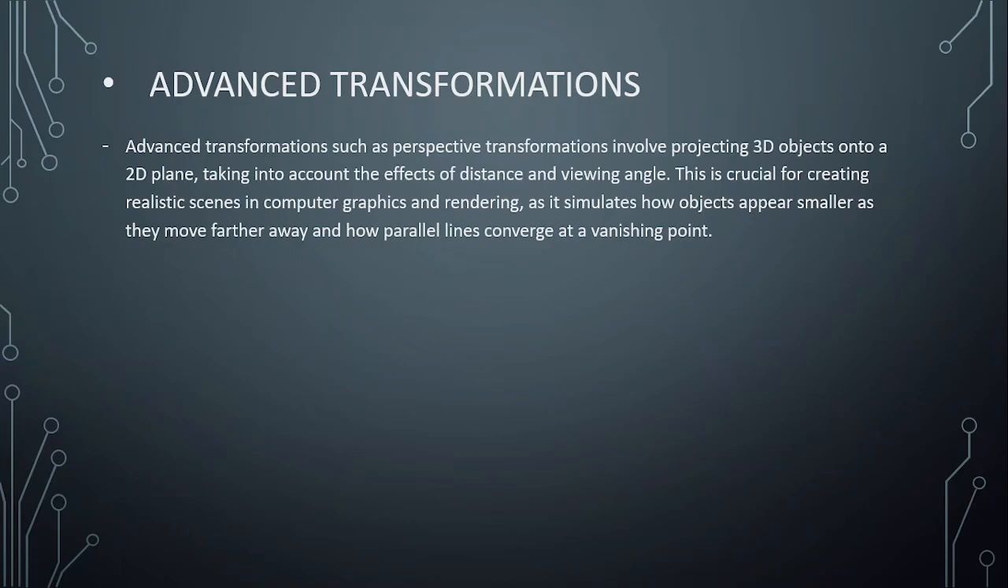So next is advanced transformations. Advanced transformations such as perspective transformations involve projecting 3D objects onto a 2D plane, taking into account the effects of distance and viewing angle. This is crucial for creating realistic scenes in computer graphics and rendering, as it simulates how objects appear smaller as they move farther away and how parallel lines converge at a vanishing point. So that's all for today.